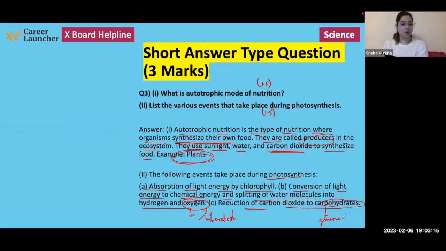First is the absorption of light energy by chlorophyll, which is the green pigment present in the chloroplast in the green plants. Then conversion of light energy to chemical energy, and splitting of water molecules into hydrogen and oxygen, in which oxygen is liberated as a byproduct, and reduction of carbon dioxide into carbohydrates, right? So these are the 3 mark questions.